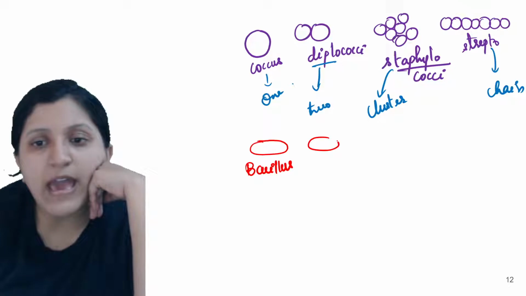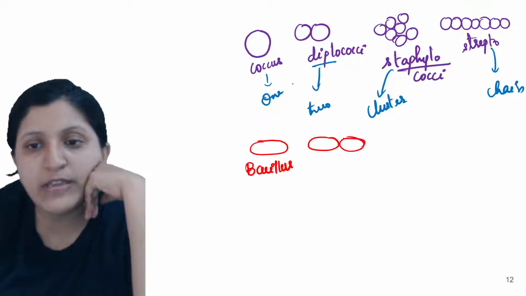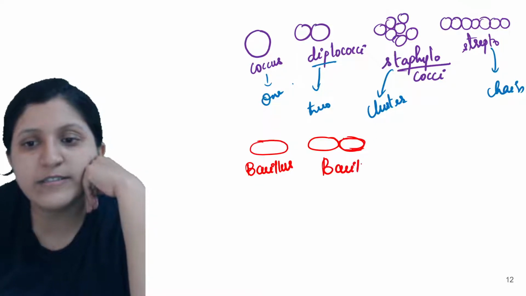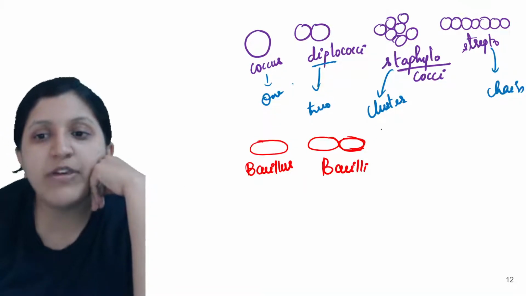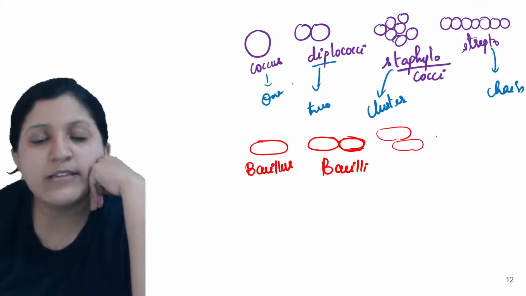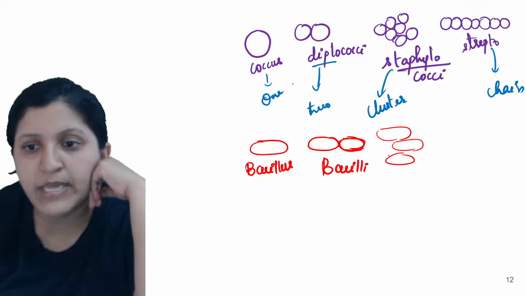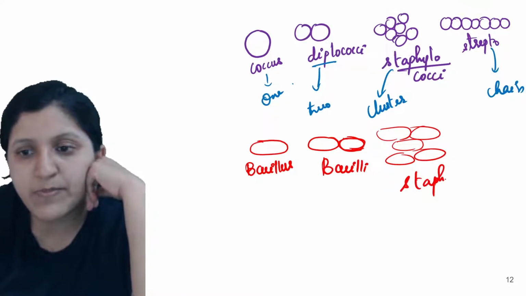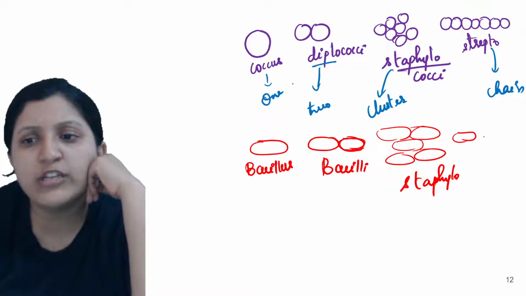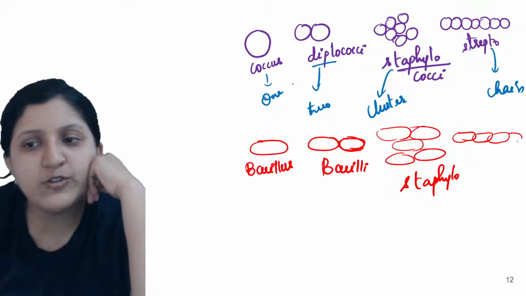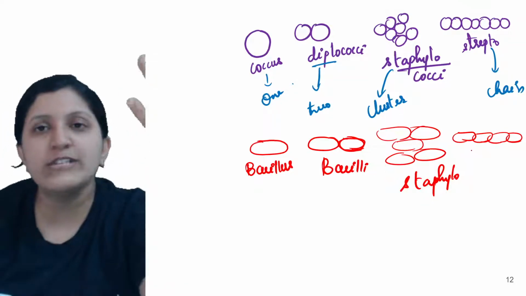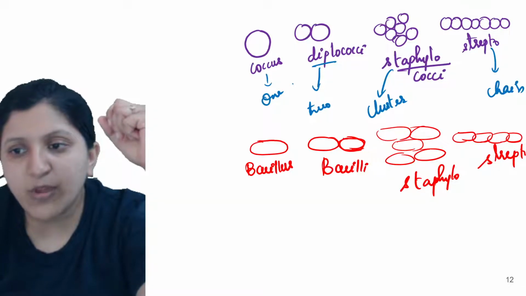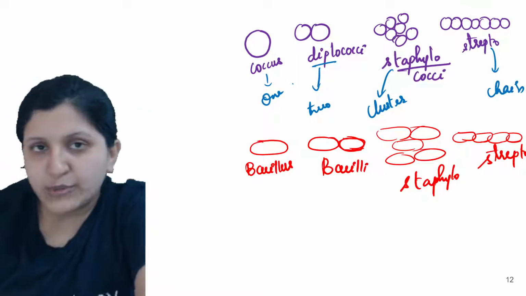In the same way, if we have two of them arranged, this could be bacilli. This is bacilli. All right. Many of them might be forming a structure, like a cluster formation, so that can be staphylobacilli. Based on a chain, this is anyway going to vary. If it is forming a chain, we can call it a streptobacilli. That is depending on how they are placed.